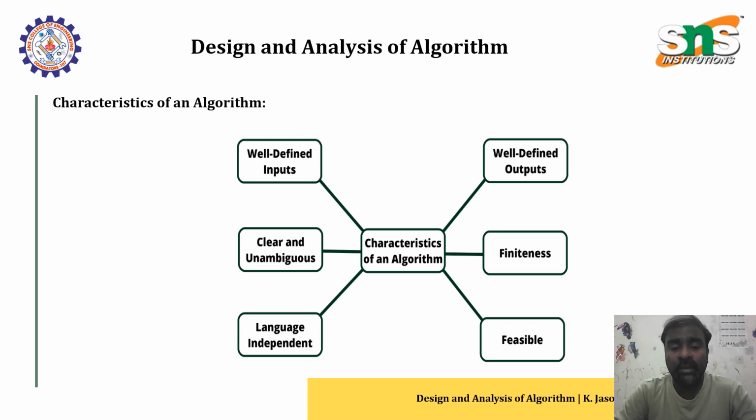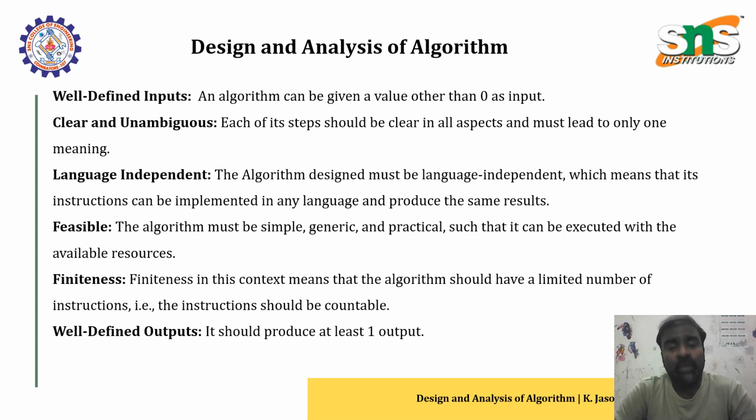What's the next point? Clear and unambiguous. Each of the steps should be clear in all aspects, from any point of view. That means we need only one meaning for each and every step. Don't confuse the programmers. If you're writing one step, the step should be clear in all aspects. It has only one meaning.